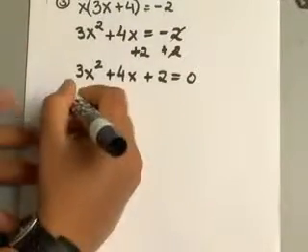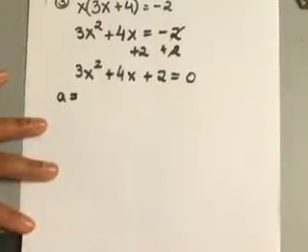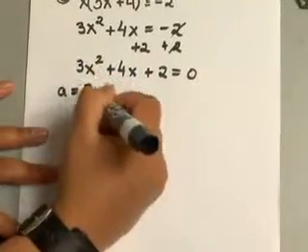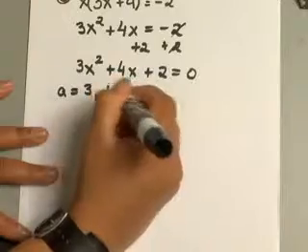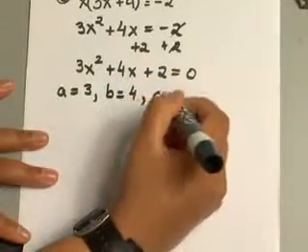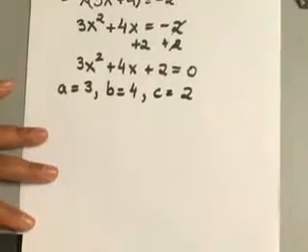Okay, and now this is your standard form, so go ahead and identify your a, b, and c's. Your a will be 3 on the x squared term. Your b is on the x term, which will be 4. And your c is the constant term, which will be 2.